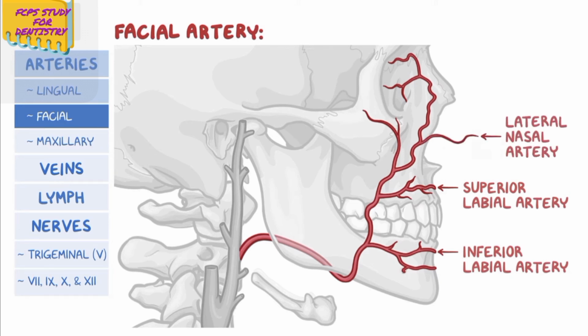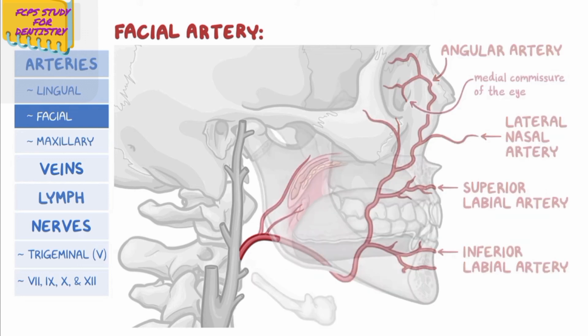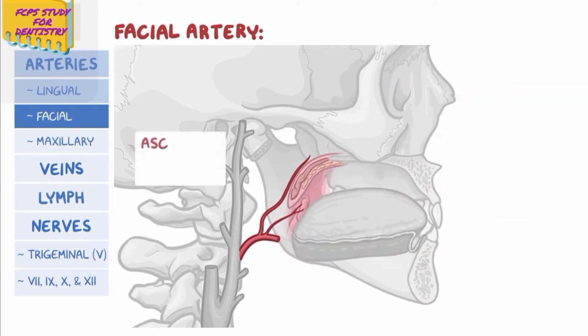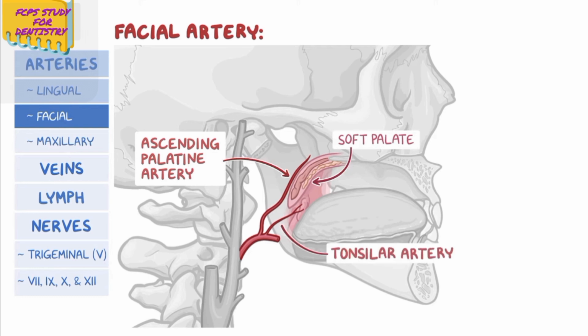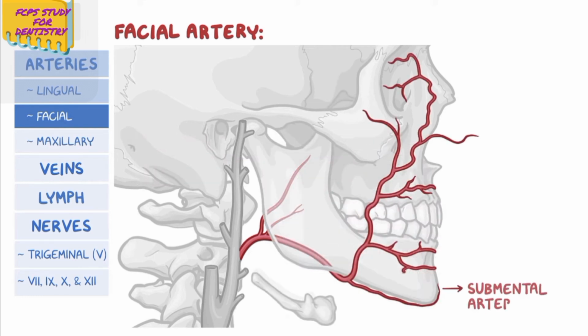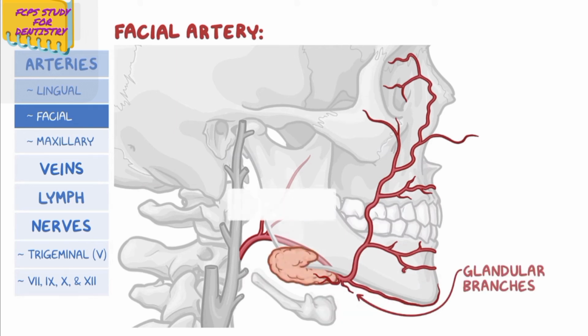It then continues on the side of the nose as the angular artery and ends at the medial commissure of the eye. It gives off some branches to the oral cavity, including the ascending palatine artery to the soft palate, the tonsillar artery to the palatine tonsil, the submental artery to the chin, and the mylohyoid muscle. The glandular branches of the facial artery also supply the submandibular salivary gland.